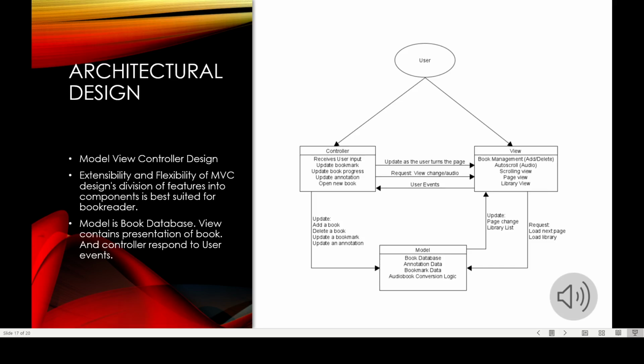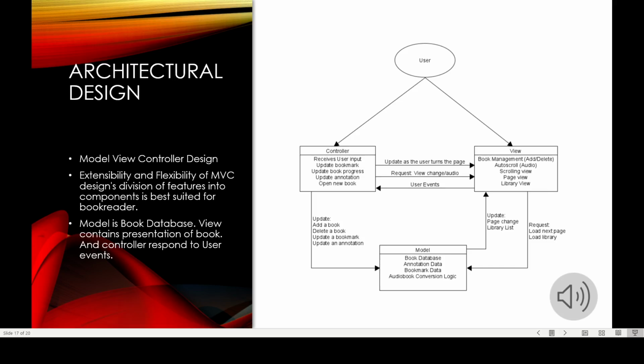For the architectural design, after a thorough analysis of alternatives, our group decided that the model view controller pattern would best fit our Bookkeeper application. MVC is commonly used for web applications, can have multiple different presentation views, and it has separate components. We felt that the extensibility and flexibility offered by the MVC design's division of features into components would be particularly beneficial for an application which could easily be expanded to have internet-based features, such as buying books from an online bookstore or retrieving books in an online drive.